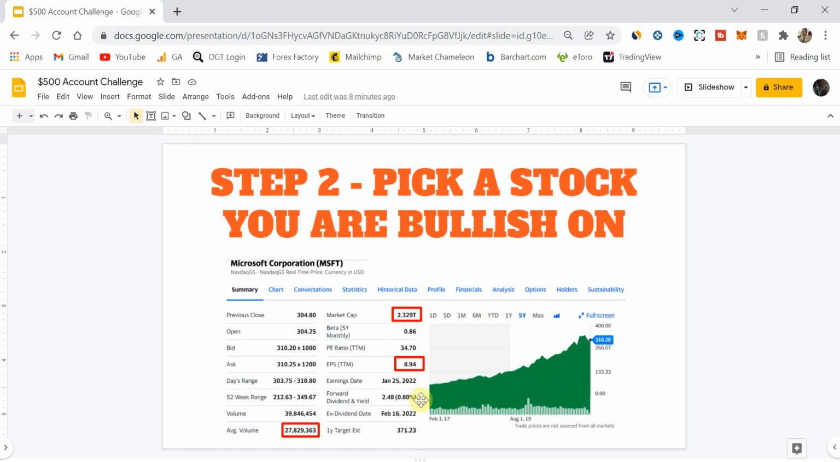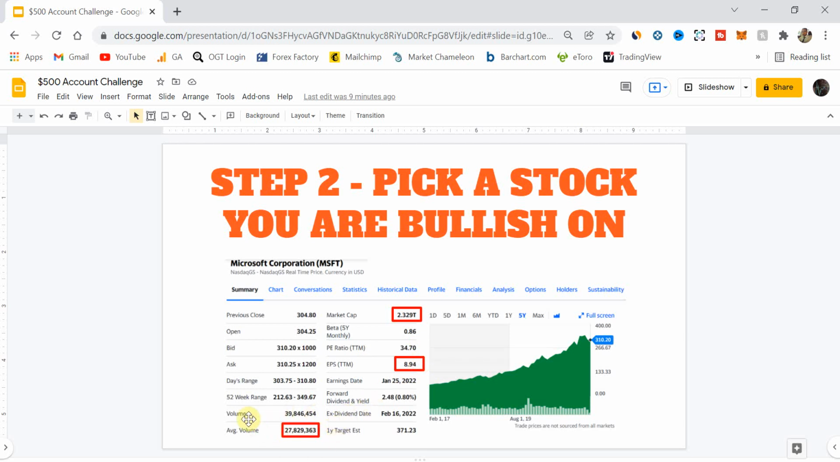You can see here a 5-year chart on Microsoft. It's only going in one direction. You don't want a stock that's been range bound or going down and up. I know you'll have the V-shaped pandemic stuff in there, but generally Microsoft has been on that uptrend, and you can see it's a beast. It's a 2.3 trillion dollar market cap, and a very profitable company.